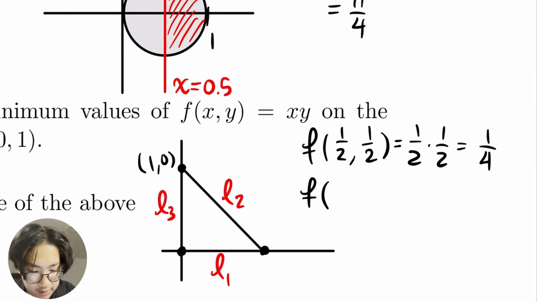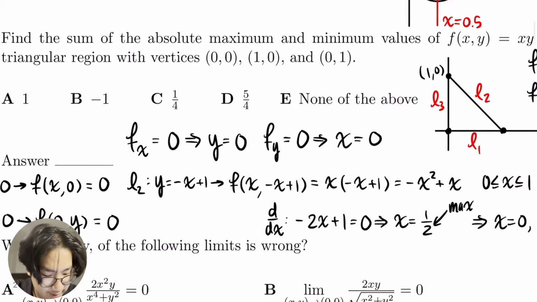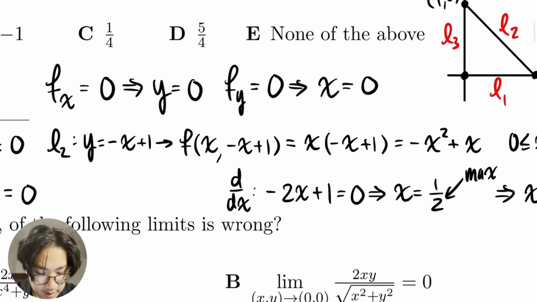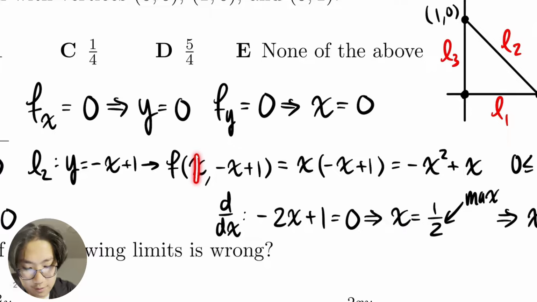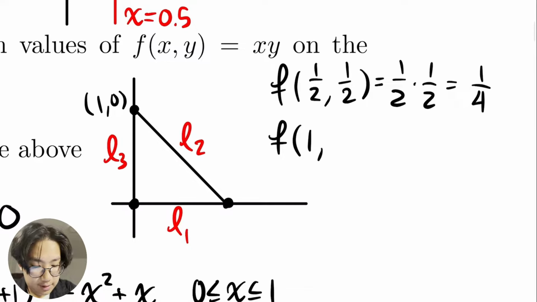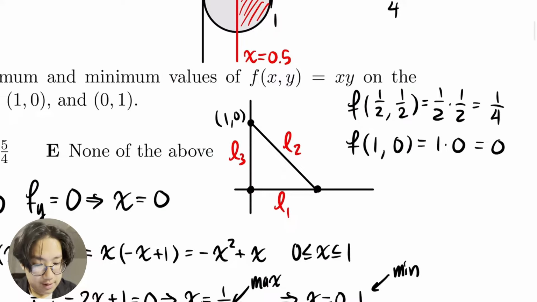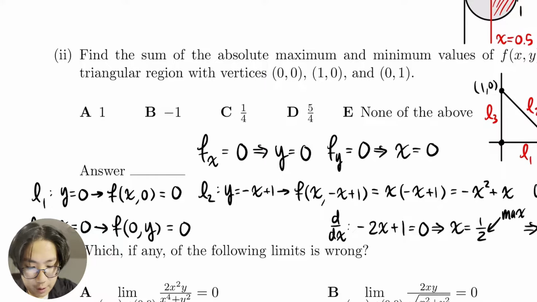The other option we have is if x is equal to 0 or 1, which in this case really doesn't matter which one it is. The point is one of them will be 0. If x is equal to 0, you get (0, -0 plus 1), so f of (0, 1). If x is equal to 1, you get (1, -1 plus 1), so (1, 0). Regardless, you'll get either x or y equal to 0, so you get 1 times 0, which is equal to 0. So this is the max, this is the minimum, and if we add them together, we get 1/4, which is option C.